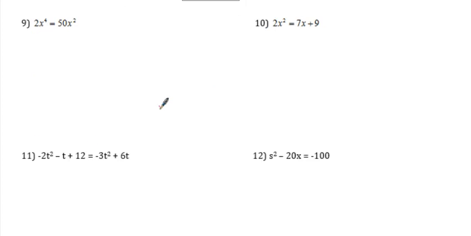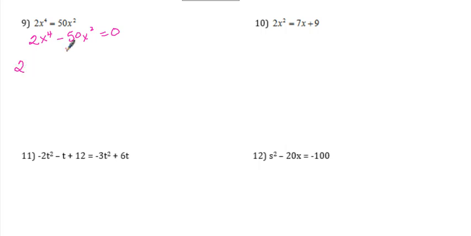Number 9, let's set everything equal to 0 and see what happens. So that's 2x to the 4th minus 50x squared equals 0. What would we do next? Hopefully when you stared at this a little bit, you saw that you have a greatest common factor. So let's pull that greatest common factor out.